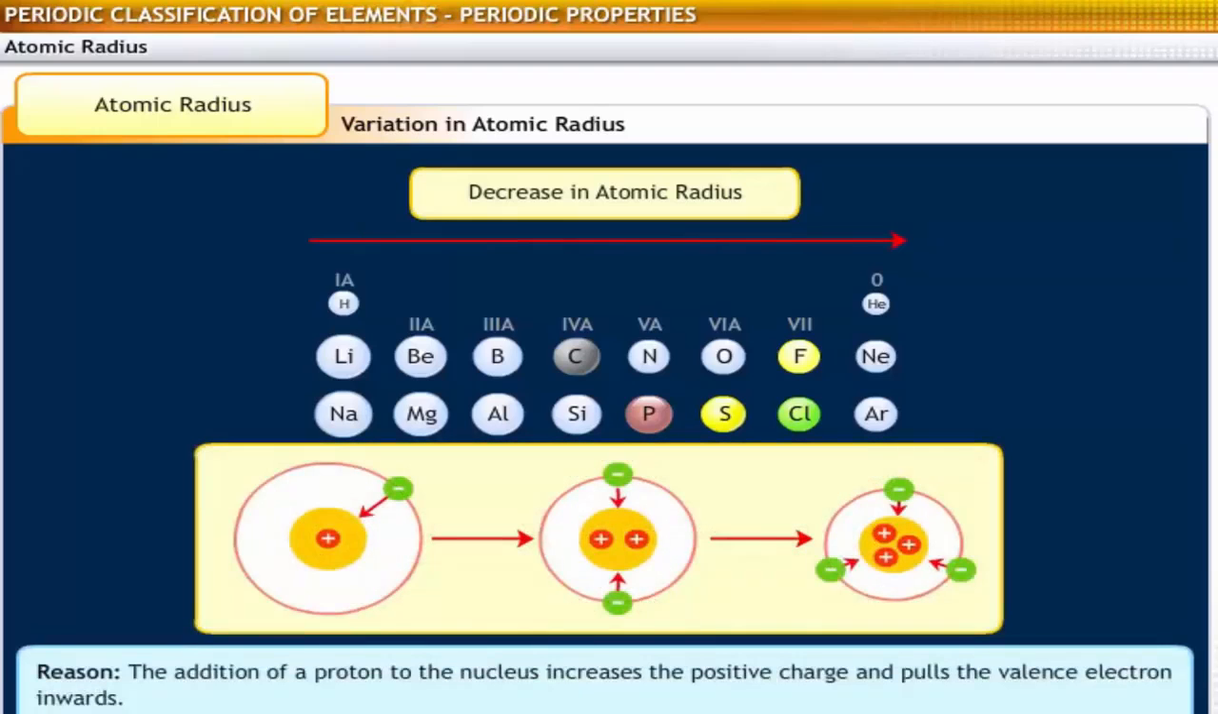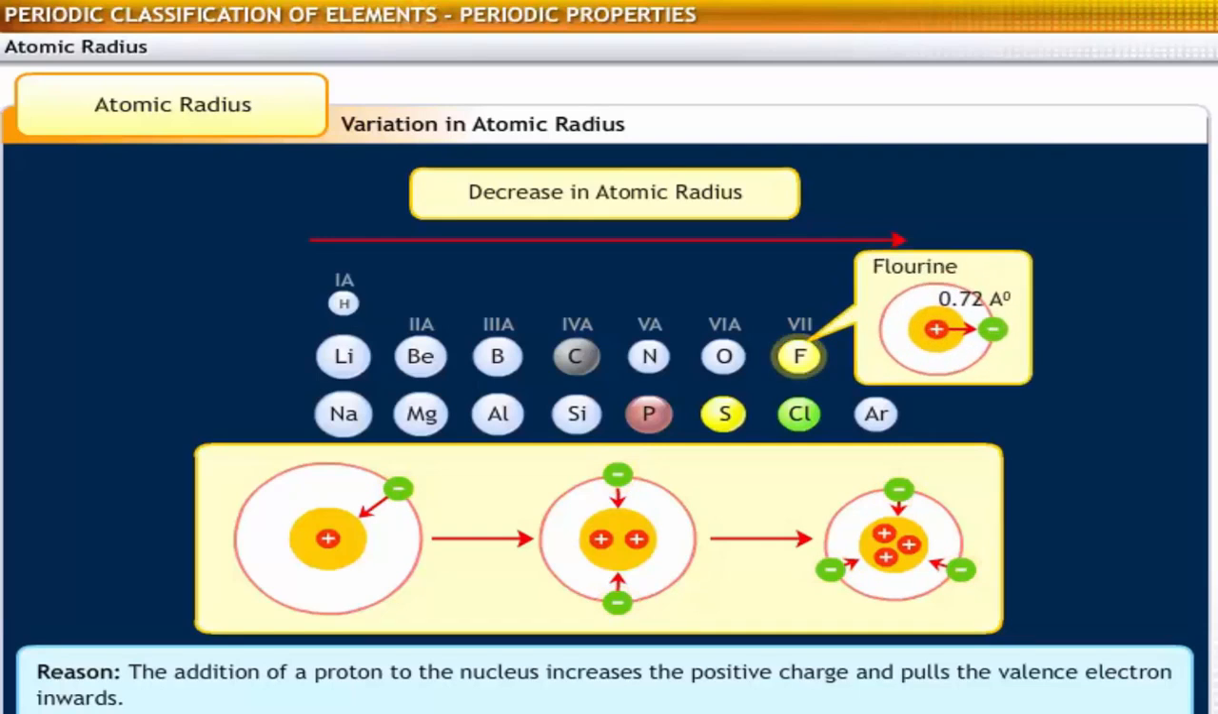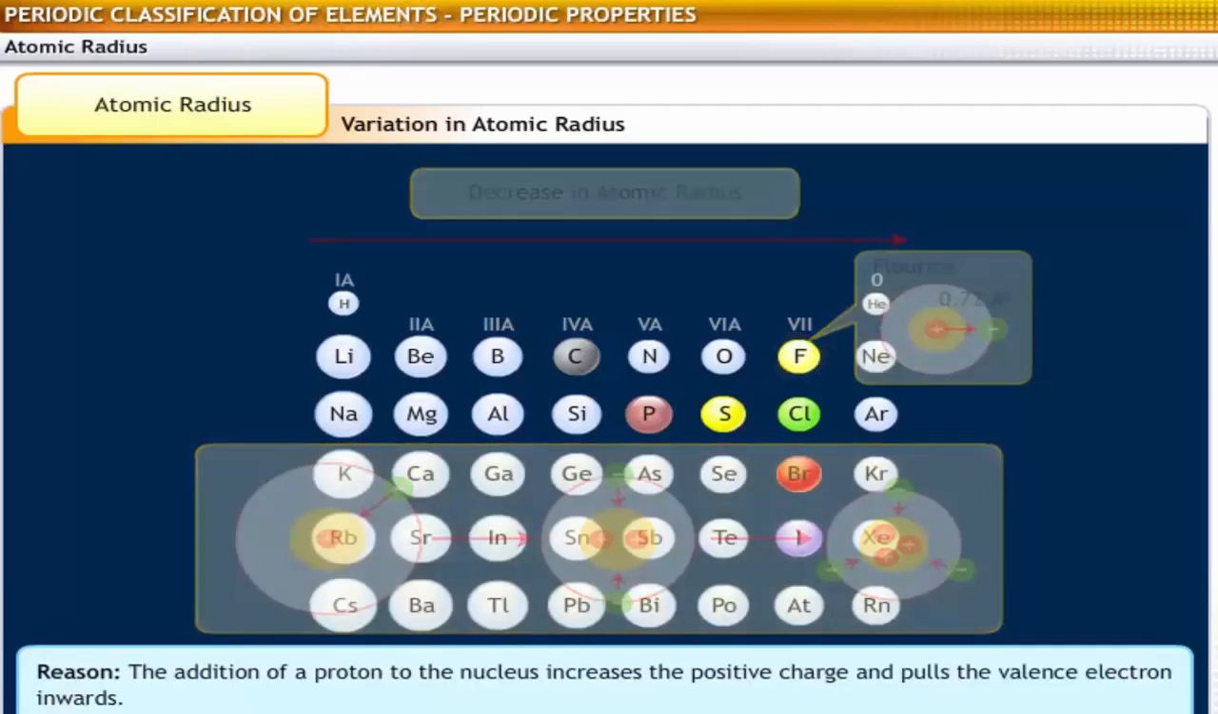This happens due to the addition of a proton to the nucleus, which increases the positive charge. This pulls the valence electron inwards, resulting in a decrease in the atomic radius. Fluorine, a halogen atom, has the smallest atomic radius of 0.72 angstrom units.